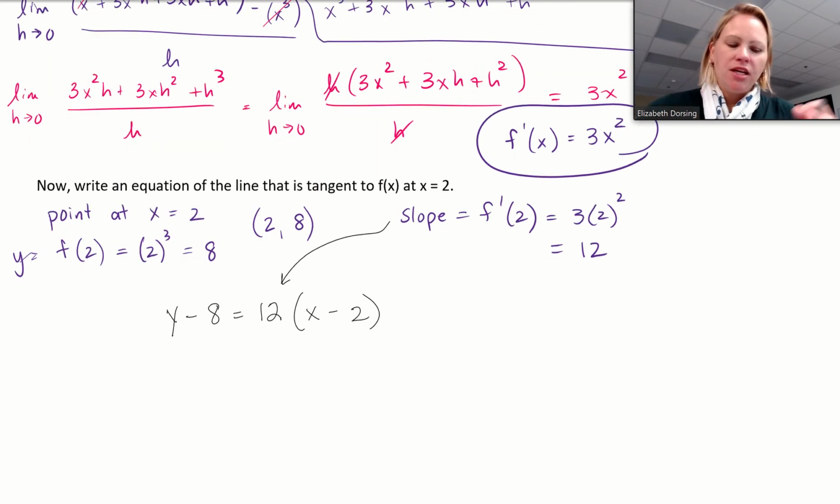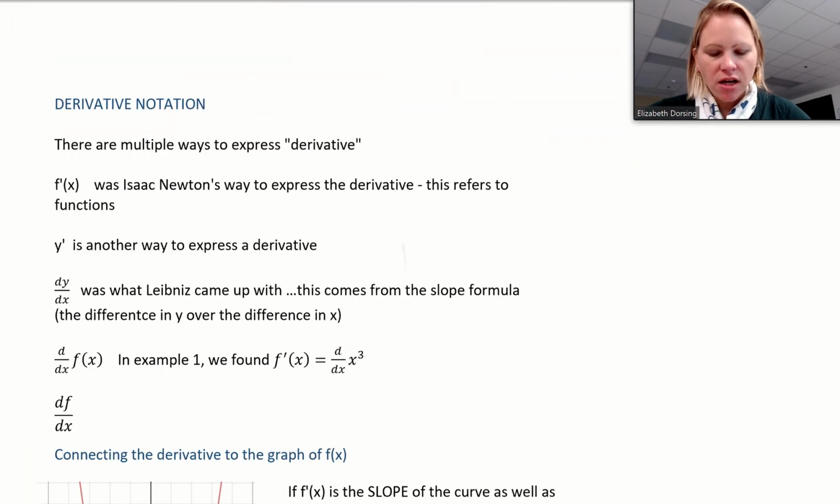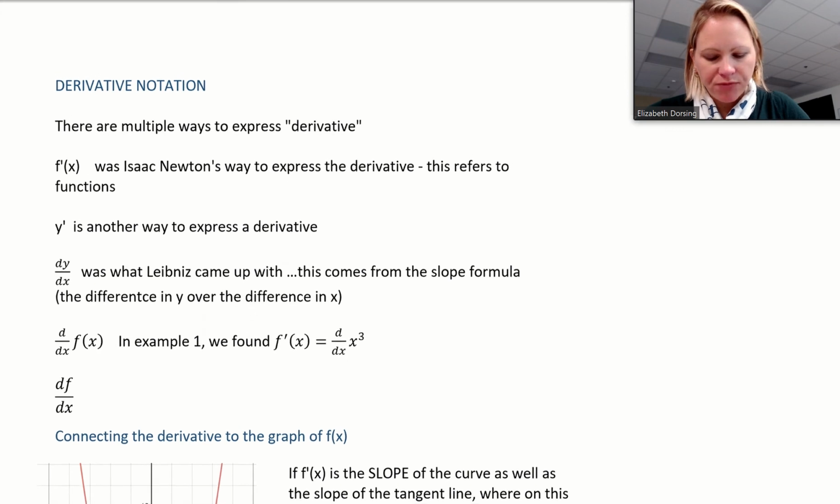So it's easy to accidentally plug a number into the wrong equation. So go slow in the beginning, label everything. So let's talk a little bit more about some derivative notation.